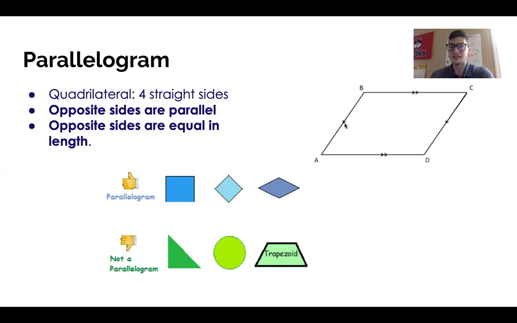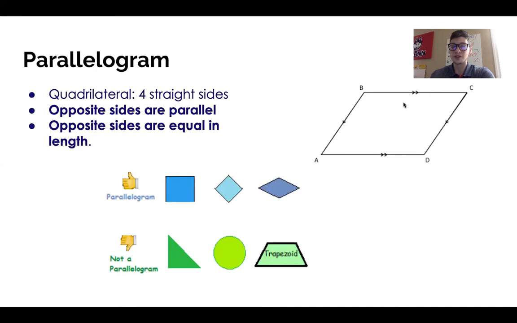So I can see that this line right here connecting A and B is parallel to this line that connects C and D because the arrows, one arrow, are going in the same direction and indicates that they are parallel. Again, parallel means they will never intersect. Okay. I can also see that these opposite sides are parallel as well because they have the arrows going in the same direction as well, which again indicates that my lines are parallel.